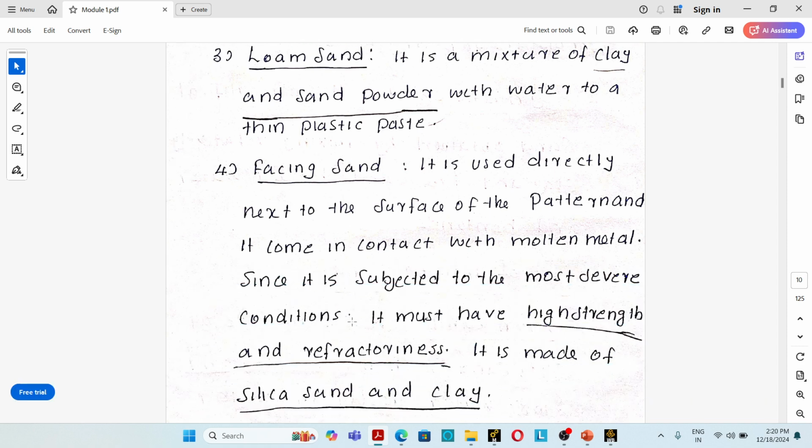Fourth one is facing sand. That's a very important sand. This facing sand is usually placed directly next to the surface of the pattern, so it will contact the molten metal. Since it is subjected to the most severe conditions and high temperature, it should have high strength and refractoriness. It is commonly made up of silica sand and clay.